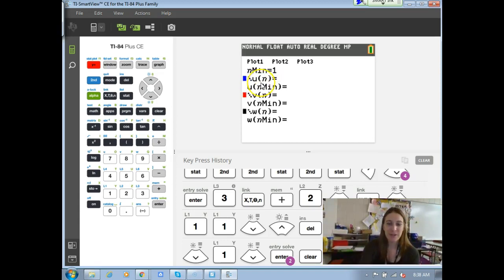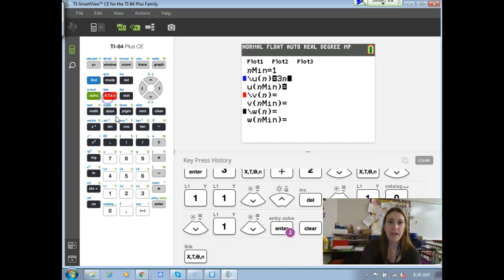So this is where we're going to write our formula. Remember, we're in sequence mode, so our variable is going to show up as an n. And I forgot what our formula was. It was 3n plus 2. So that is the sequence formula, the explicit formula. And then the minimum is the starting term. So I think they want 1.